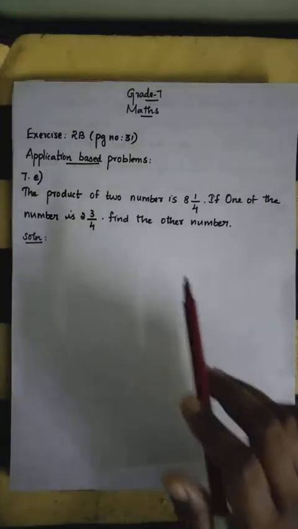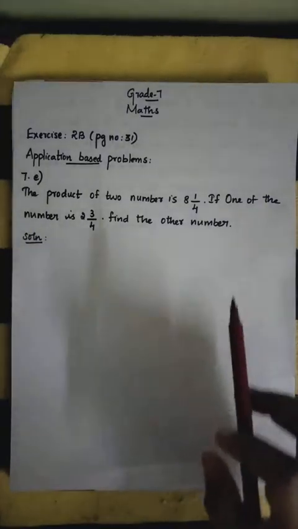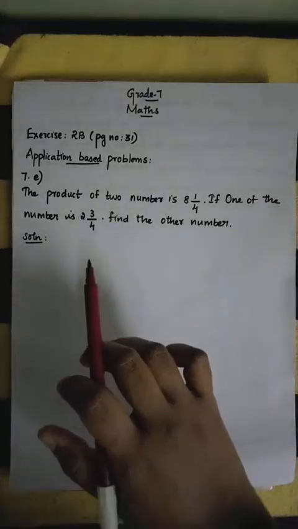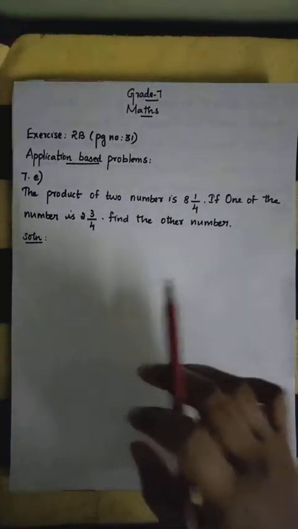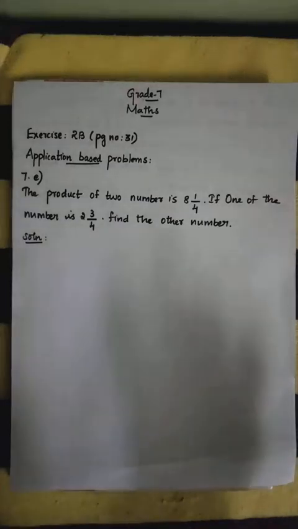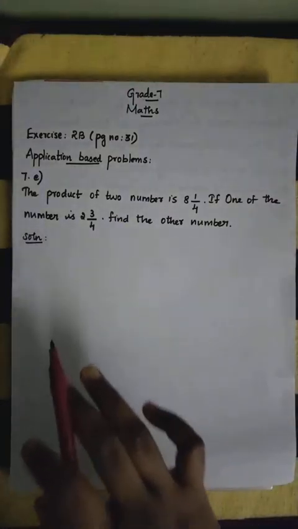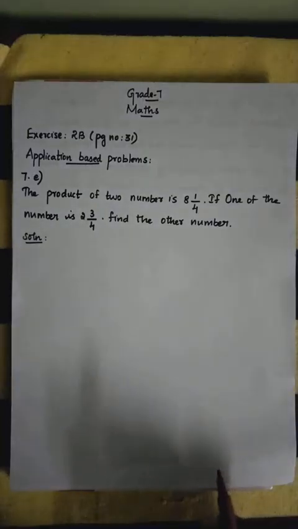So the product of two numbers is 8 1 by 4. One of the numbers they have given is 2 3 by 4. We are going to find the other number.